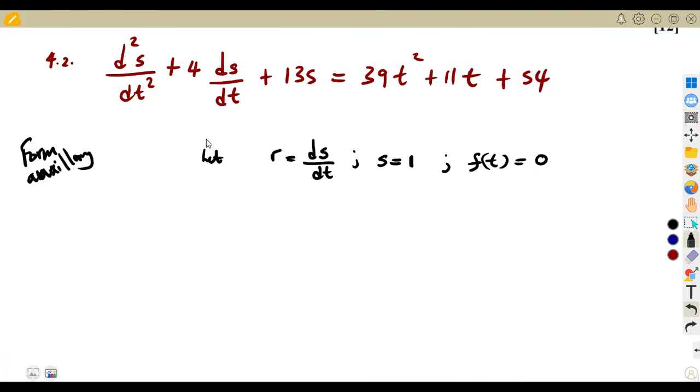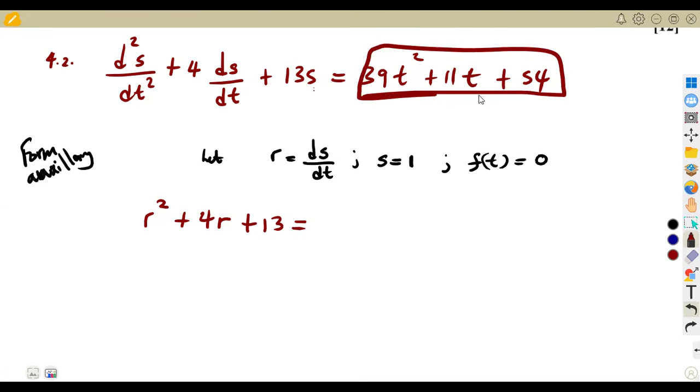So if r represents ds/dt, therefore here we are going to have r squared. This is a squared, so you're going to have r squared plus 4 times ds/dt. Our ds/dt is represented by r. Then we said s must be equal to 1. So this is 1 times 13, which is 13, is equal to the whole of f of t. This one is the function of t. This whole part here must be equal to 0.